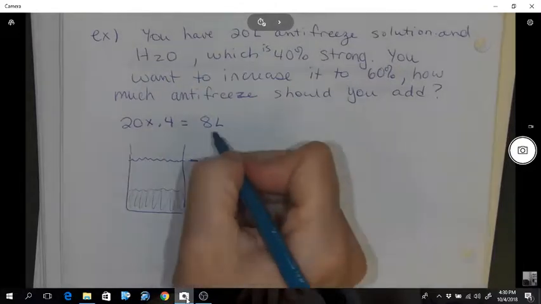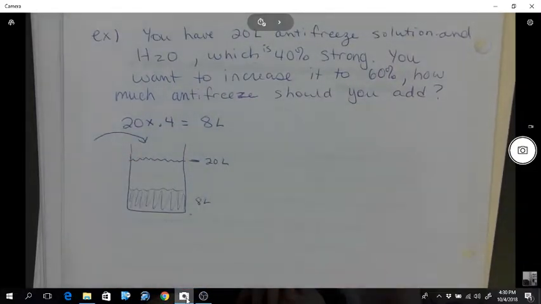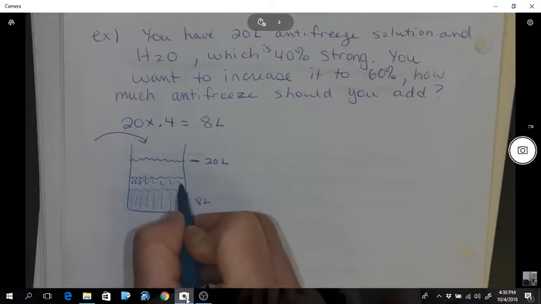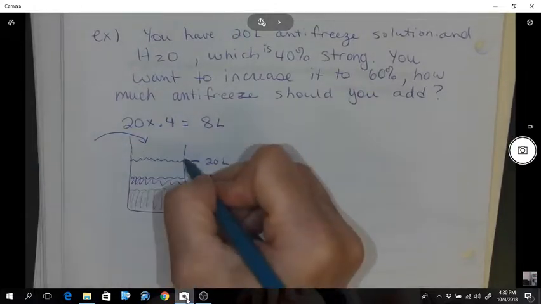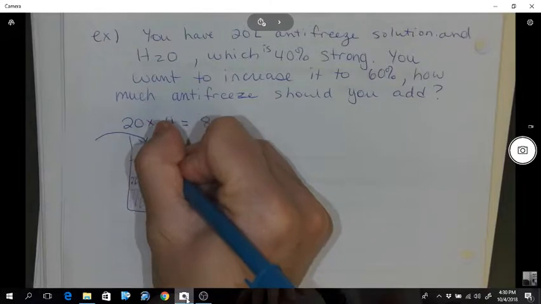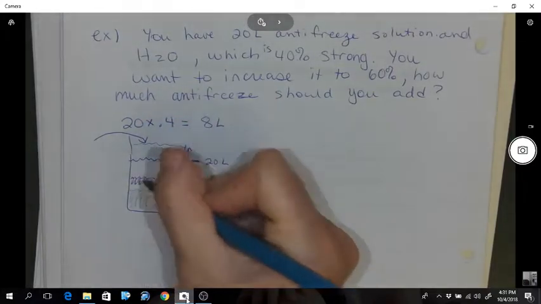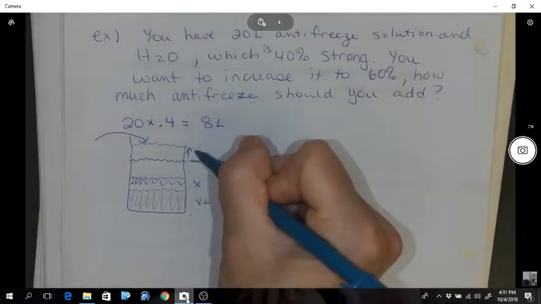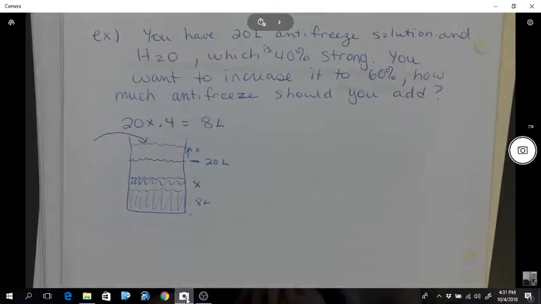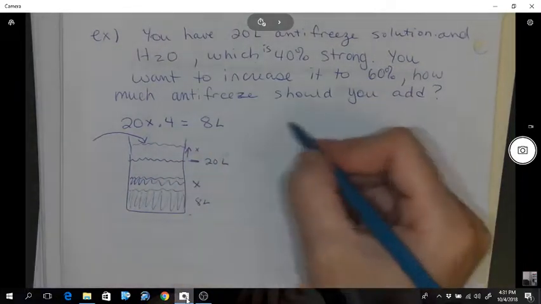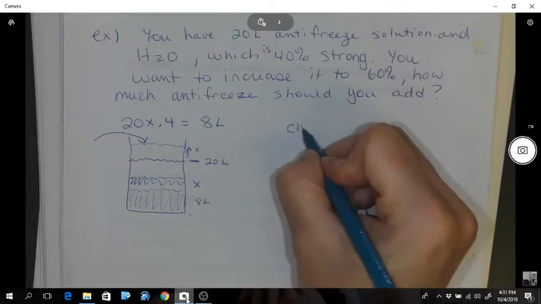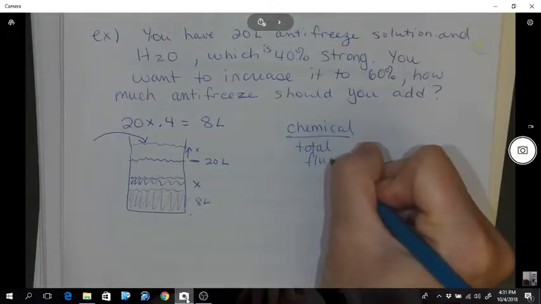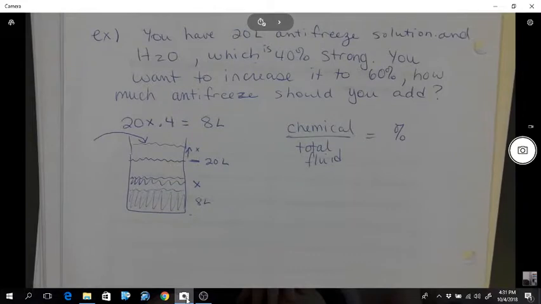Okay? So I'm going to pour liquid in there. And when I do, I'm going to color more dark. But what happens to the overall fluid? It also would go up. Okay? And the increment that I add of this is also going to be the amount that this goes up in total. Okay, so here's what we're going to write. The chemical divided by the total fluid is going to be the percent of strength.